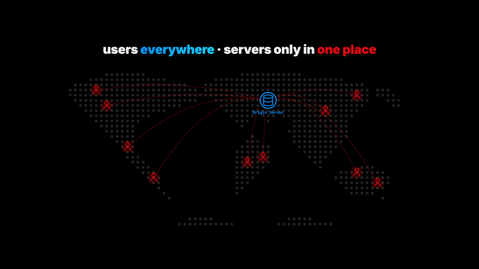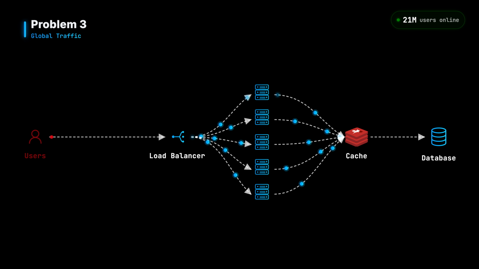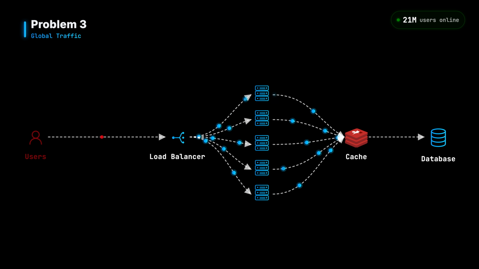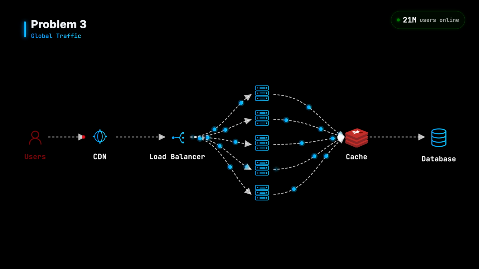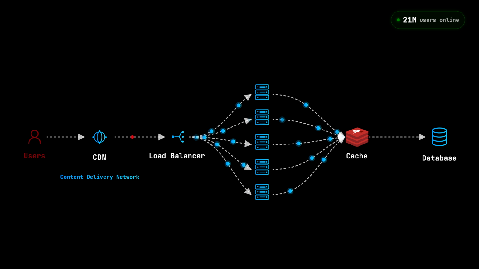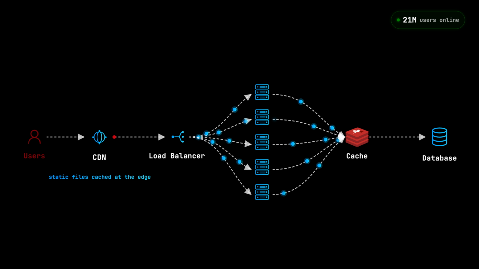So every photo and file has to travel across the ocean and back. That is slow, and her code is not the problem. The fix: keep copies of the big files like images and video on servers in many cities. This is called a CDN. It stands for Content Delivery Network, and it keeps your files close to every user.